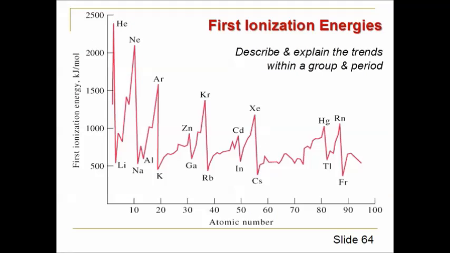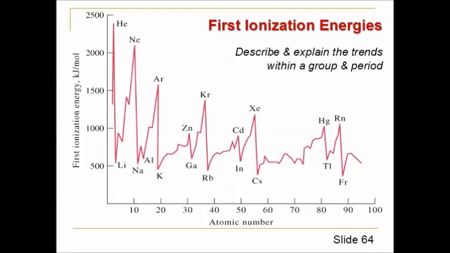So here's a graph that shows us the first ionization energies for elements from hydrogen all the way across the periodic table. See if you can pause the video and describe a trend the same way we did on the earlier graph within a group. So from top to bottom within a group on the periodic table, and then within a period, the same way we did radius, from left to right across a period. So pause the video and see if you can see that within this graph.